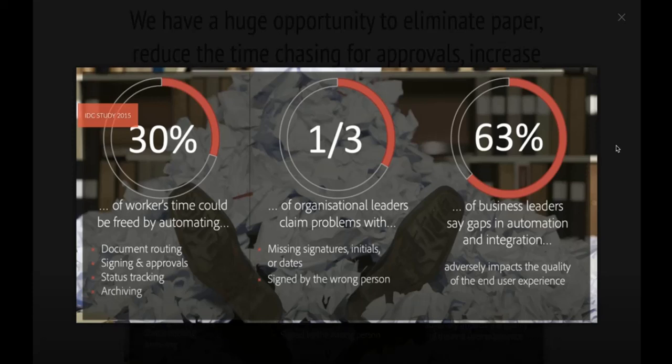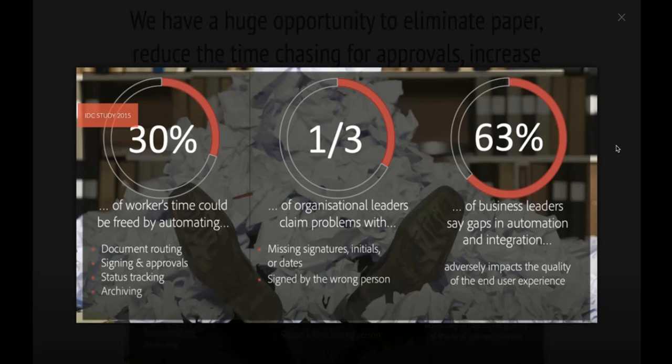The study also said that a third of organizational leaders also claim problems with things like missing signatures, missing initials or dates, or perhaps it's been signed by the wrong person. We know that a lot of universities face challenges where you might have a signature on a document, but you might have missing information. Perhaps this is from a new candidate, perhaps it's from a student. A lot of the time, you might have captured the signature on a document, but perhaps they've missed out important information like their bank details or their national insurance number or their right to work.